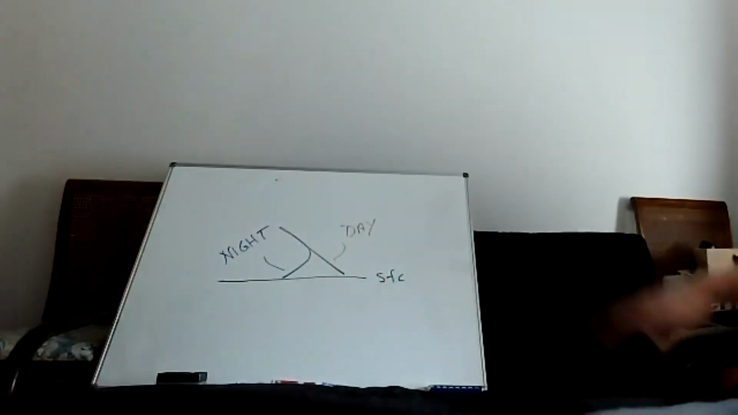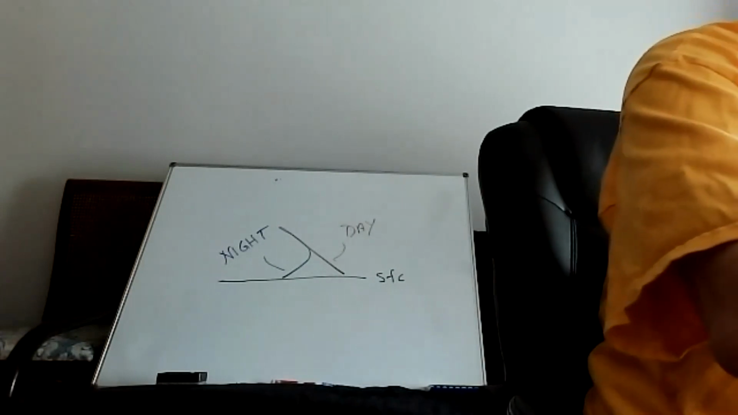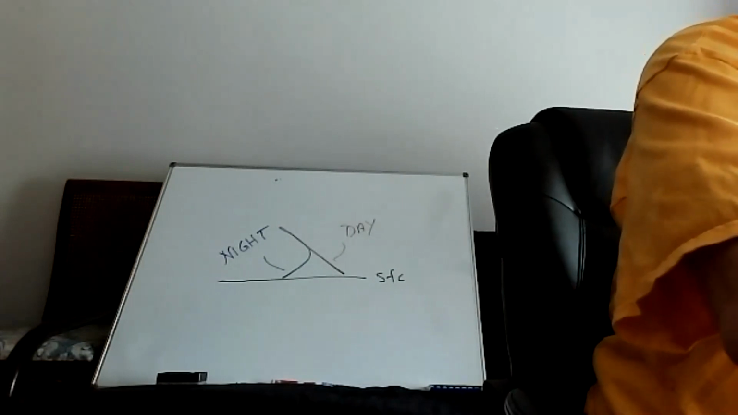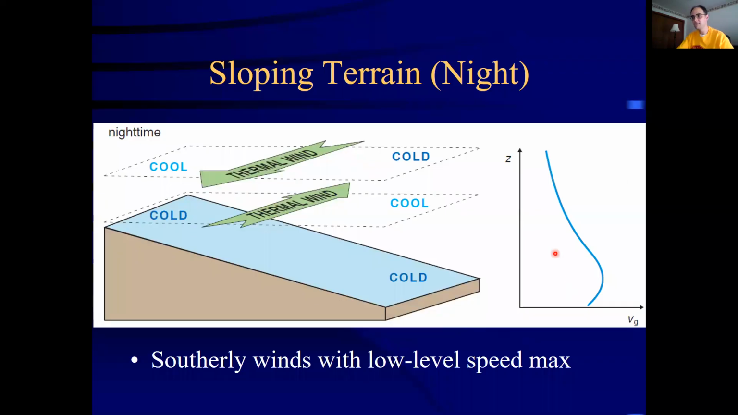So we can take this now and apply this to our sloping terrain situation. So let me go back and do that first. Let me reset the camera so it's back on me. All right, so we've done that. And then we'll share the screen here with the PowerPoint. So hopefully we can all see this again now.